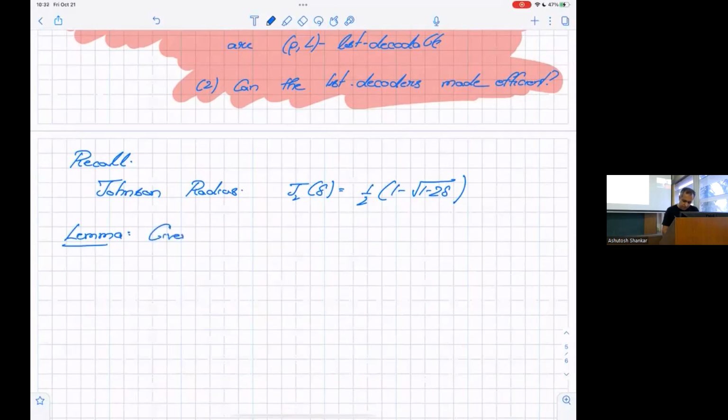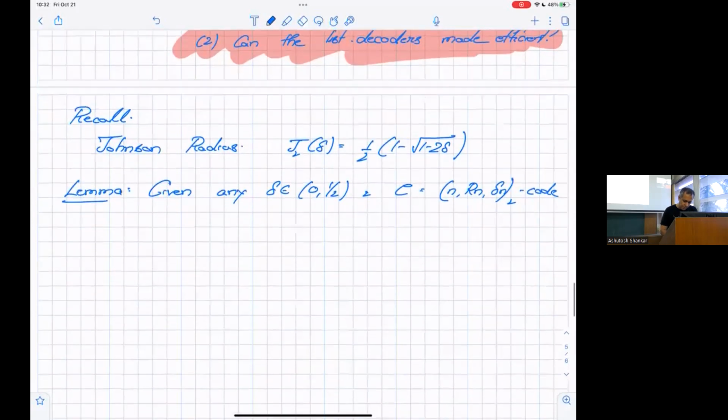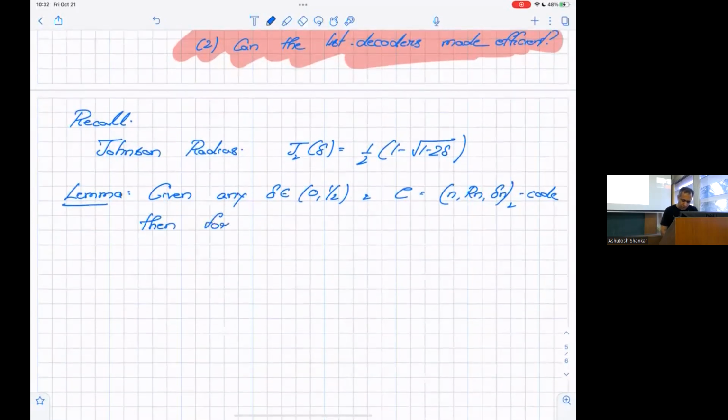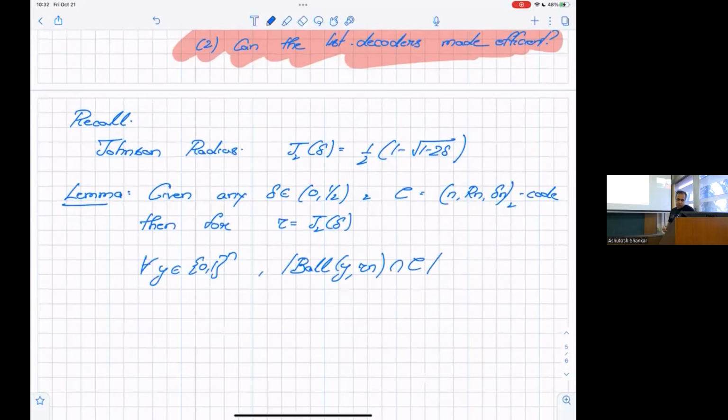Given any delta in (0, 0.5) and C, a code of length n with some distance delta, then for tau equal to J2 delta defined above, for all y in {0,1}^n, we have shown that the ball of radius tau n around y intersects at most n plus 1 code words.